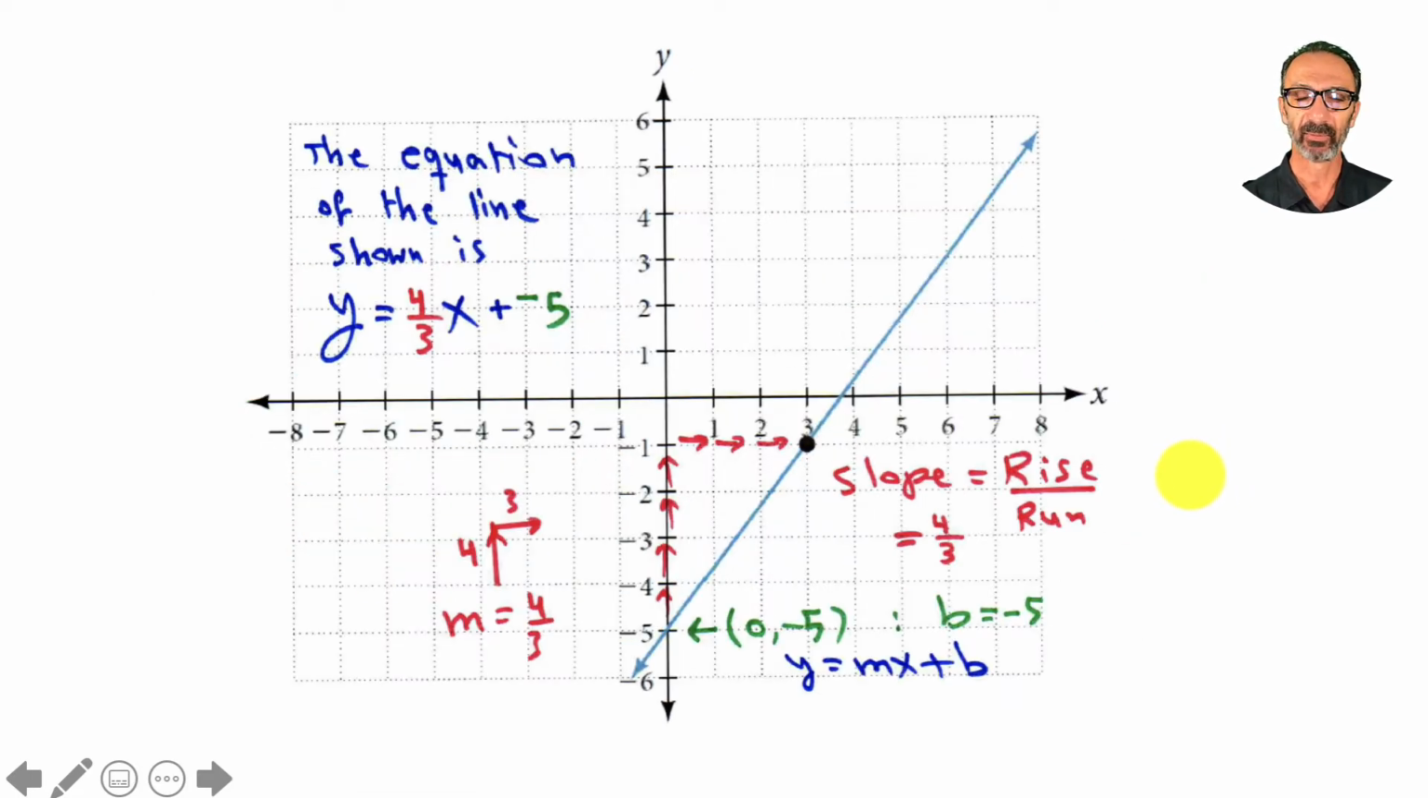Here's another example. The y-intercept is at -5. The slope, which is rise over run to reach this point, is 4/3. That's how we read the slope, rise over run. And the equation is y = 4/3 x minus 5.